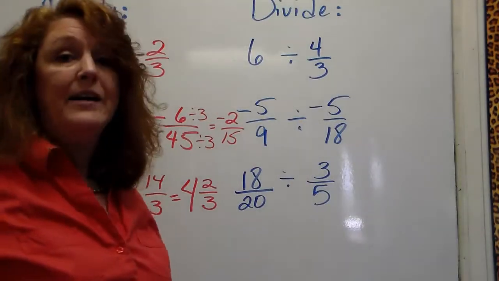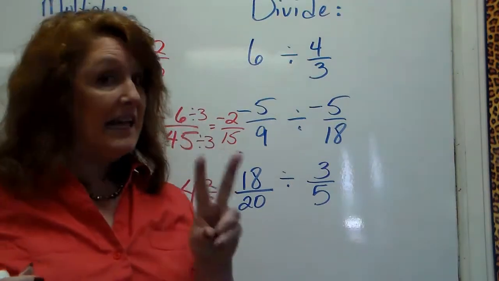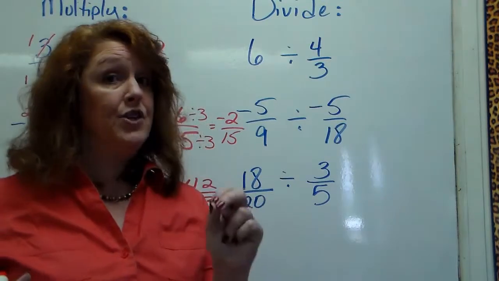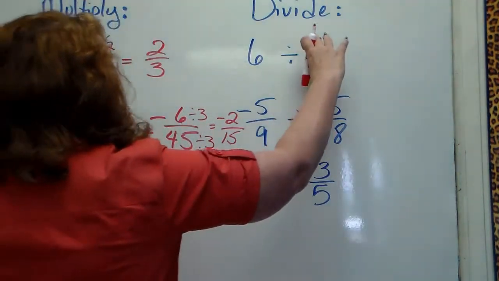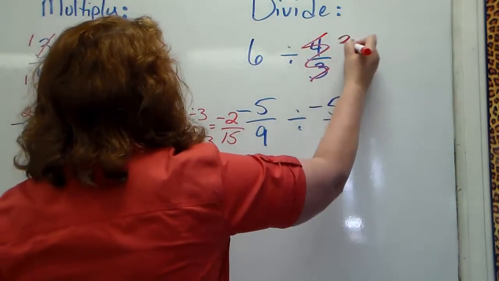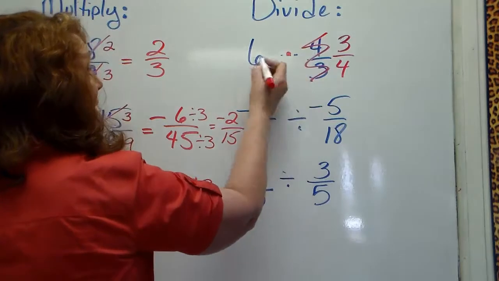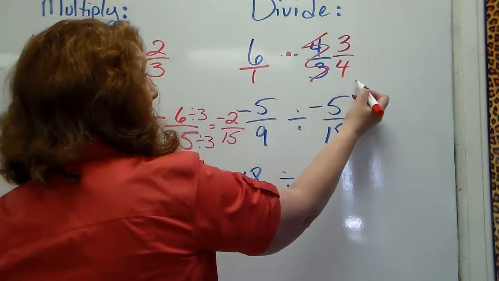When I divide, the first thing I'm going to do is flip and multiply, and the second thing I'm going to do is cross cancel. Because I can't cross cancel in division, I can only cross cancel in multiplication. So I'm going to flip this to 3/4 and multiply. So now I'm going to put this over 1, and I'm going to look at my cross canceling.